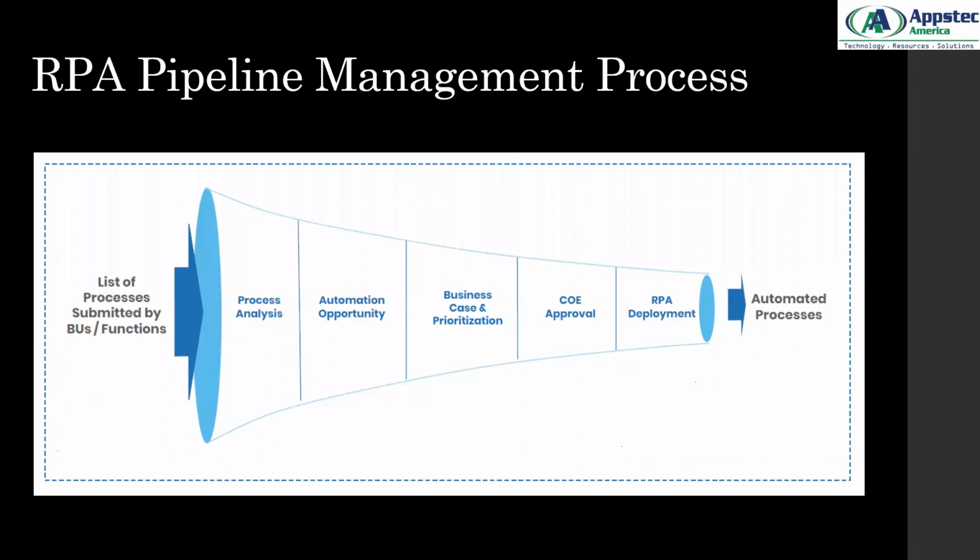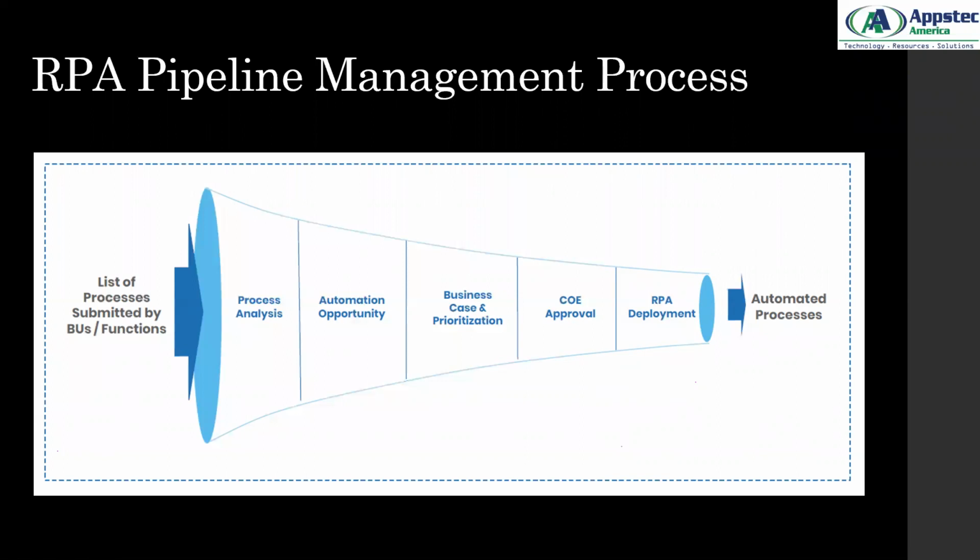What we take this pipeline through is first process analysis, then an automation opportunity analysis, then a business case and prioritization. Automation opportunity means how much percentage of this process is automatable? And that's a very, very vital question in RPA.